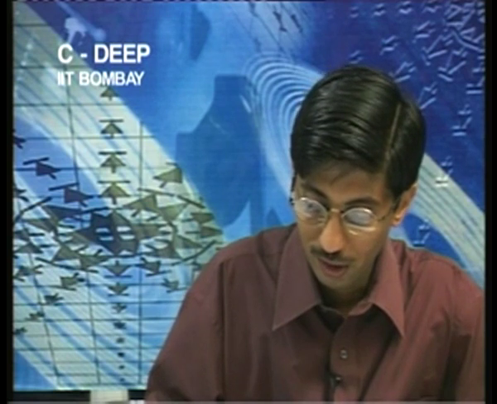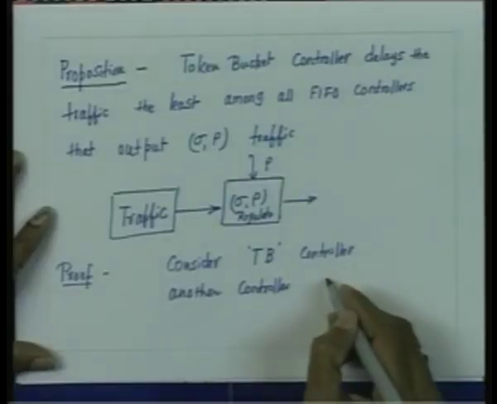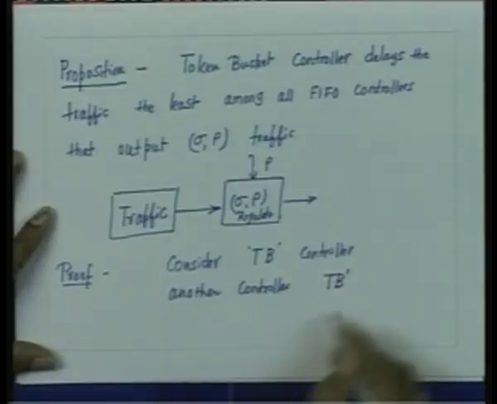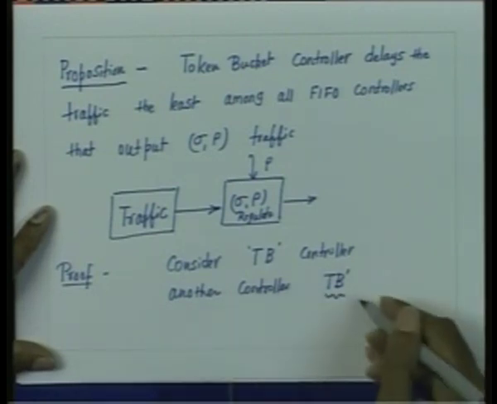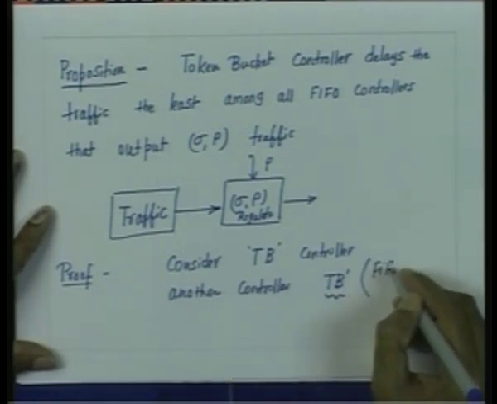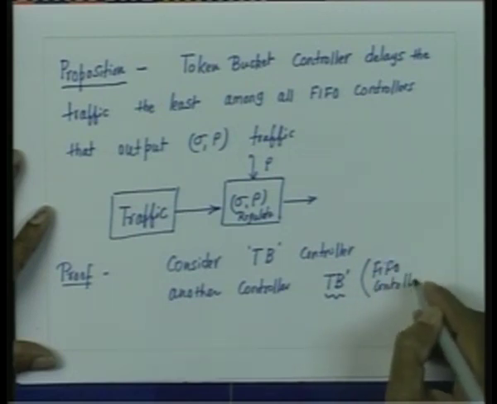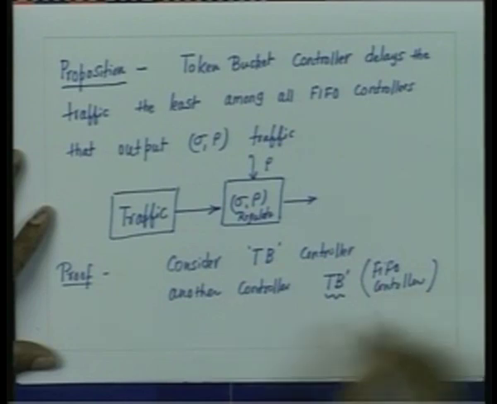Now how does it happen? Let's try to see a proof. Now consider a token bucket regulator. Consider a token bucket controller. We denote it by TB, and another controller, let's call it TB prime. Now this is not a token bucket regulator. This is another FIFO controller, which is also generating a rho sigma constrained traffic.